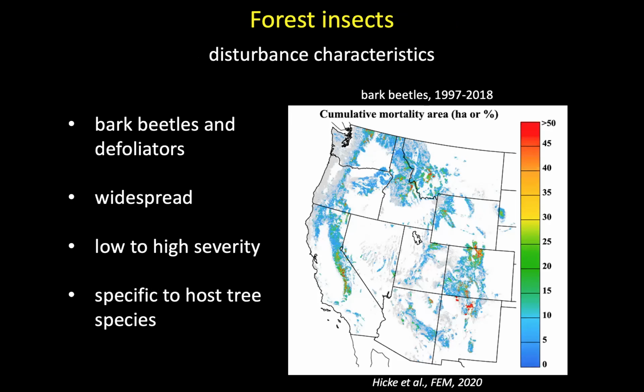The insect outbreaks tend to be widespread, as you can see from the map on the right, which is bark beetle caused tree mortality areas in the Western US in the last few decades. Most forests are affected by bark beetles, but the severity, that is the number of trees killed within a location, varies from most locations having low severity, that is the blue colors, to occasional times in locations having high severity, the orange and red colors, in which over 50% of the trees may be killed in a stand.